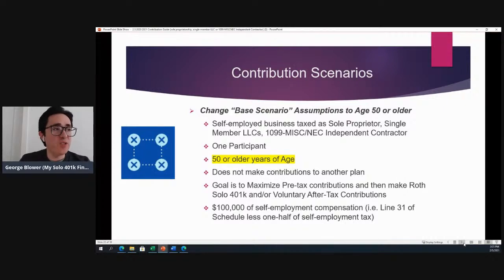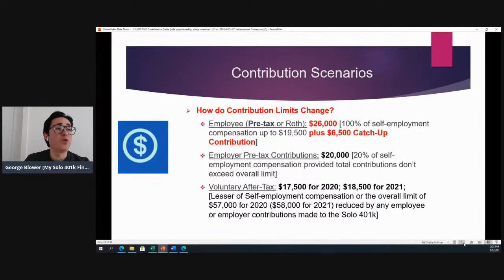Now let's go back to the base again with just one person, but now let's assume that this person is 50 years or older. So their ability to contribute as an employee contribution went up. Everything else stayed the same. So this person is now able to make an additional $6,500 catch-up contribution. So now they've got $26,000 in their pre-tax as an employee, $20,000 as an employer, and the difference as an after-tax contribution.